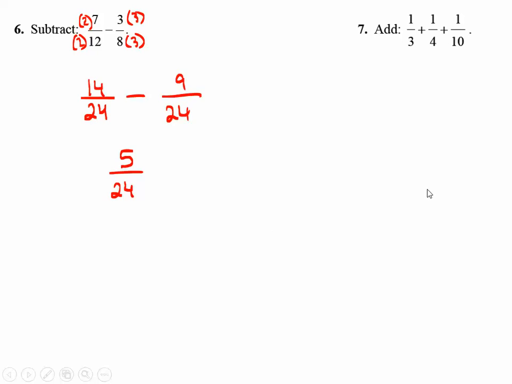This one has 3 fractions at the same time here, so common denominator of 10, 3, and 4. 60 is good. Okay, so how about 3 times 20? 4 times 15, and 10 times 6.